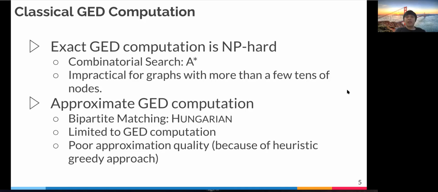To compute a similarity such as GED, there were previously two classical approaches. The first approach computes the exact GED and is based on combinatorial search algorithms such as A*. This approach, however, is NP-hard and is impractical for graphs with more than a few tens of nodes in practice. The other approach is to approximate the GED using greedy bipartite algorithms such as the Hungarian algorithm. These approaches are more efficient, but they are limited to only GED computations, and they can have poor approximation quality in certain cases.